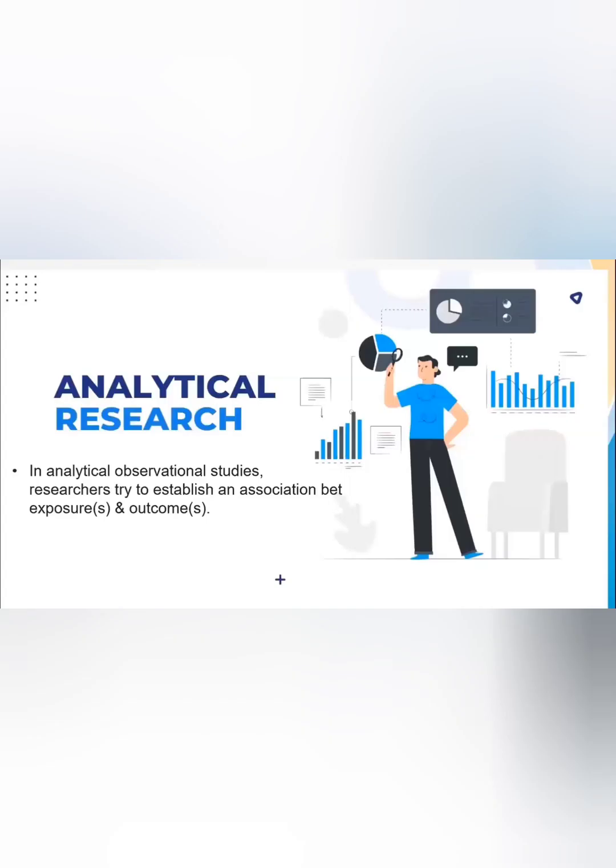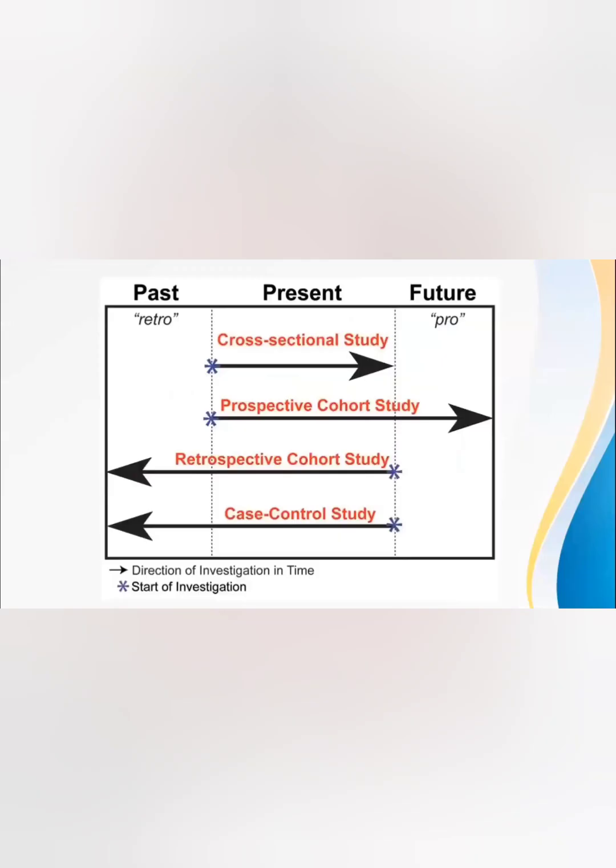We will see now about analytical research. In analytical observational studies, researchers try to establish an association between exposure and outcome. These are all the types of analytical studies. It depends on the direction of the inquiry. These studies can be directed forwards or backwards depending on the timeline. It may be a prospective cohort study or a retrospective cohort study.